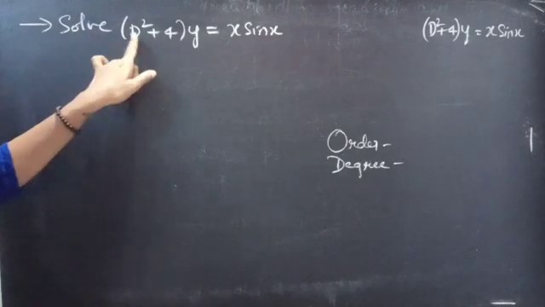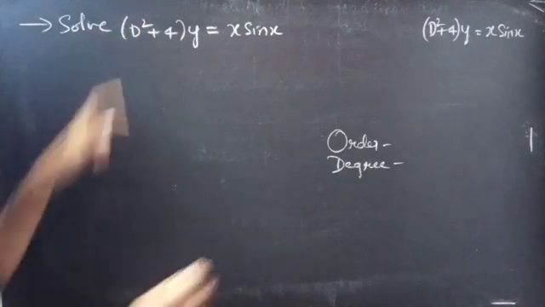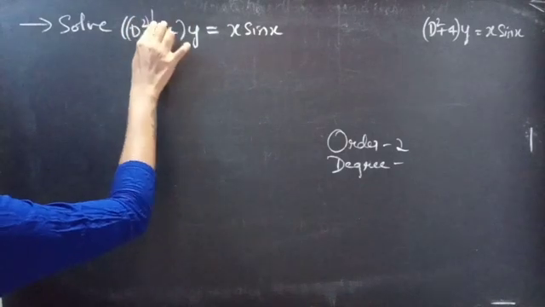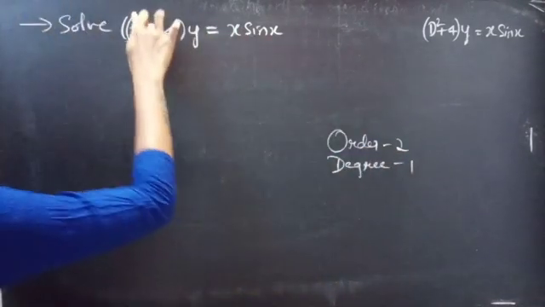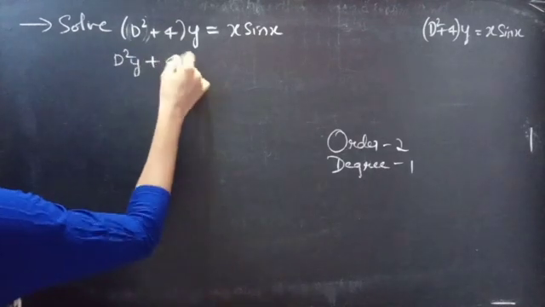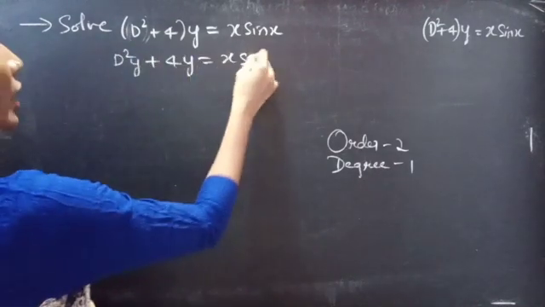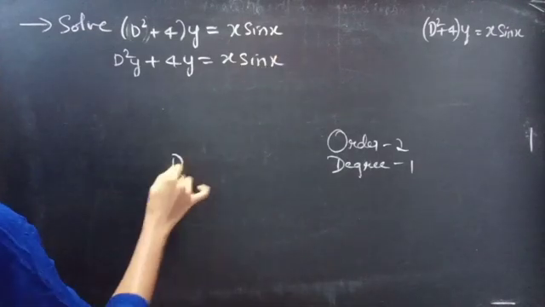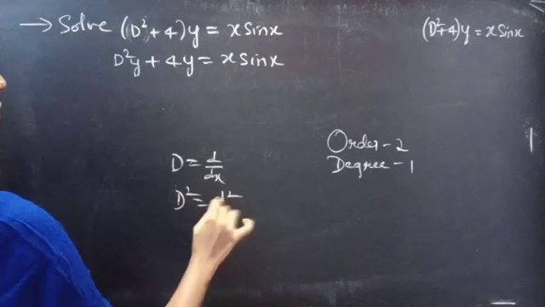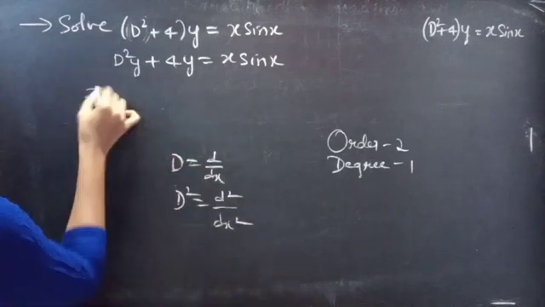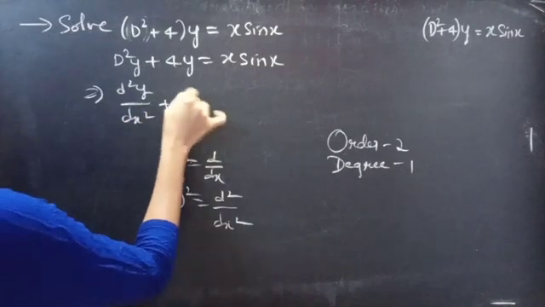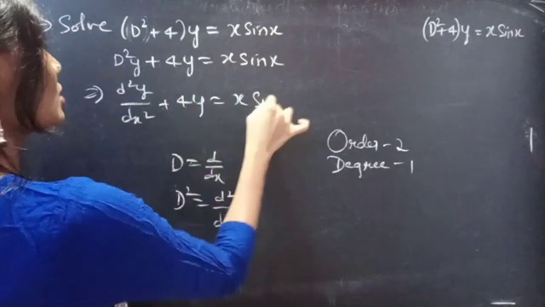Identify the highest derivative. Here D² is the highest derivative, so our order will be 2. And the highest power of the highest derivative is the degree. Degree is 1. Or we can write the given differential equation as D²y + 4y = x sin x. We know that D is a differential operator, then D² will be d²/dx². Now we can write our equation as d²y/dx² + 4y = x sin x.